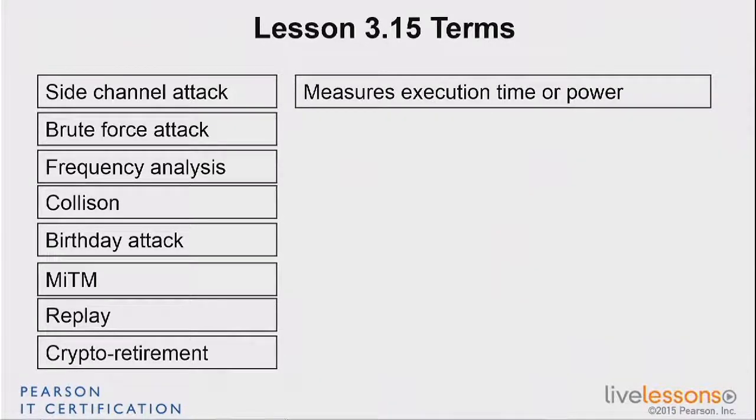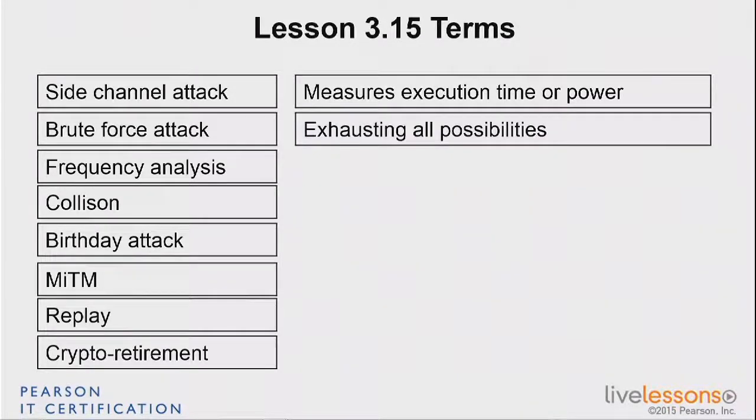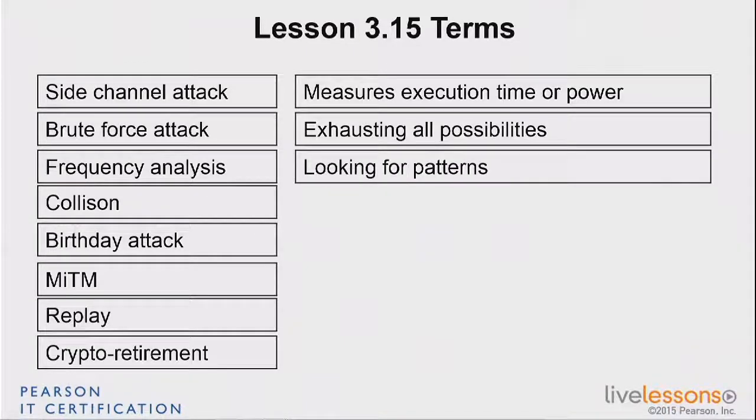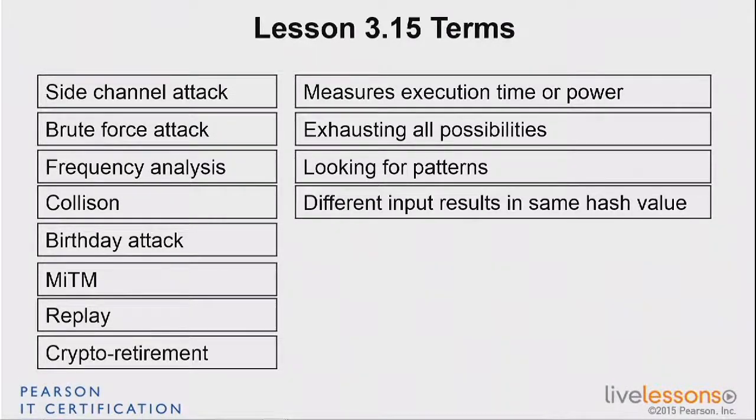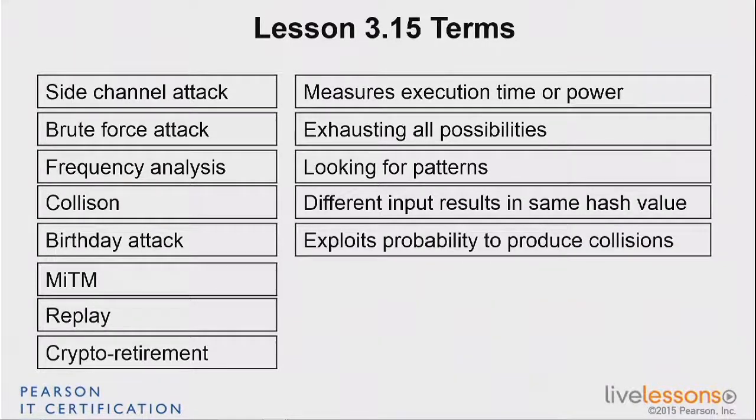A side channel attack measures execution time or power. A brute force attack is exhausting all possibilities. Remember, a brute force attack is only limited by time and resources. A frequency attack is looking for patterns, that's patterns of words or patterns of the most used letters. A collision happens when different input results in the same hash value. A birthday attack exploits the birthday probability to produce collisions.